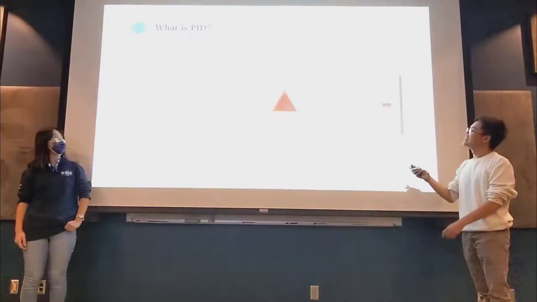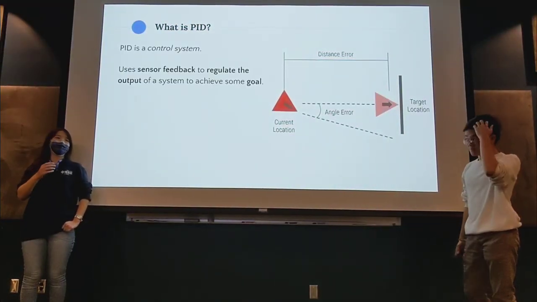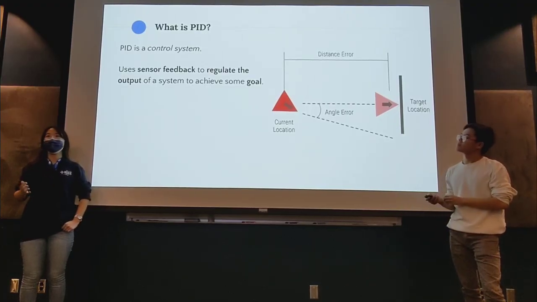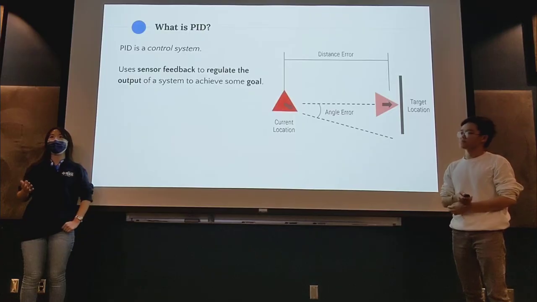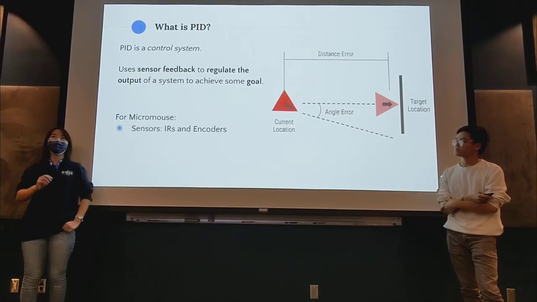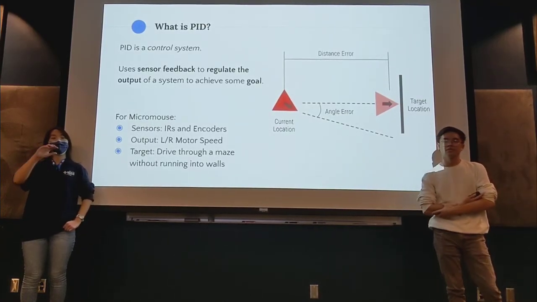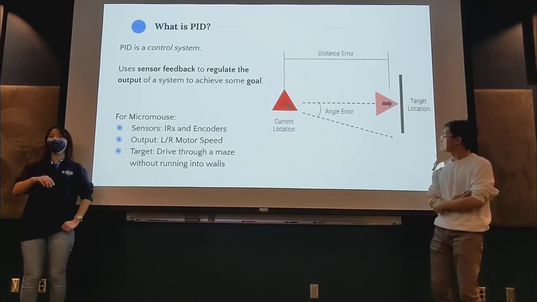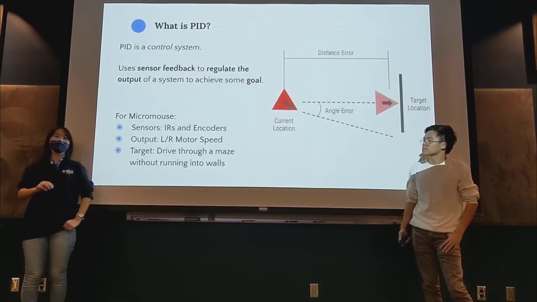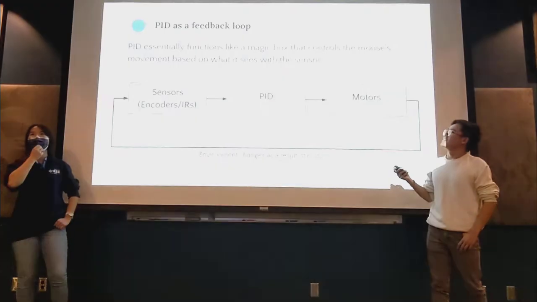So PID is a control system. It is one of the control systems out there, and that's the one we'll be using in the project. It uses sensor feedback to regulate the output of the system to reach some goal. For Micromouse, our sensors are IR and encoders. They read in the surroundings and what your current position is. Our outputs are left and right motor speeds. And our target is to drive through a maze without running into the walls. Or maybe run into the walls. We can figure that out later.